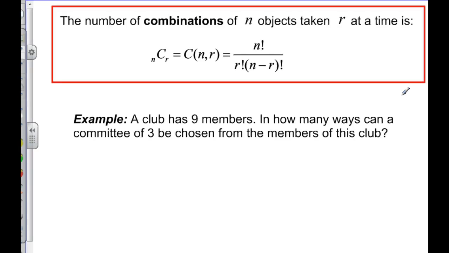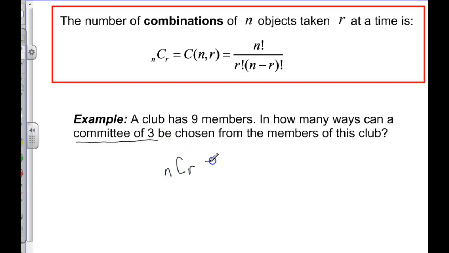Combination is when order is not important, right? And so we have this idea of this formula. It's just a little bit different, has this r factorial in it as well. A club has 9 members. How many ways can a committee of 3 be selected? It doesn't really matter who's selected first to the committee or second to the committee. And so you cannot use slot method. Do not use slot method. That's only when order is important. You have to use NCR.